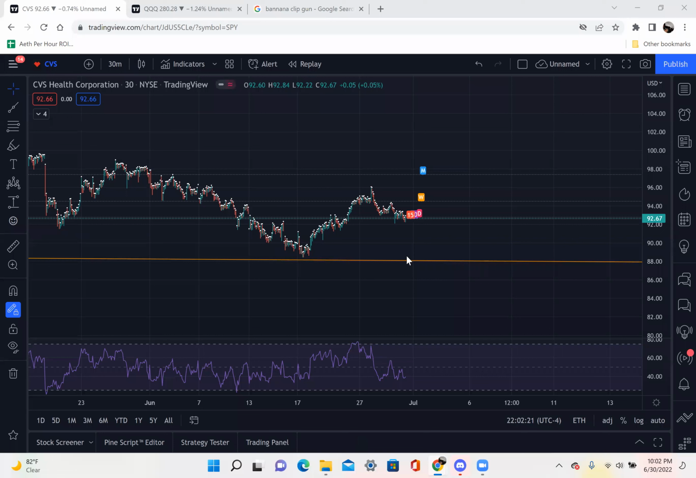Like, that's your target. The next wick is your target. You know. Yes. So maybe your profit is only 15, 20, 25, 30%.